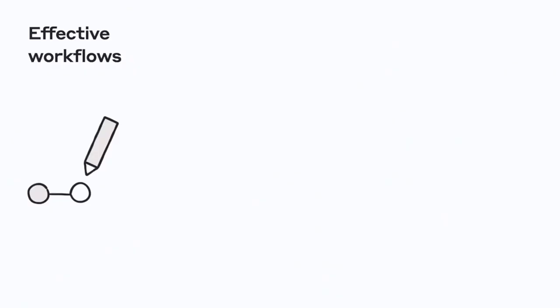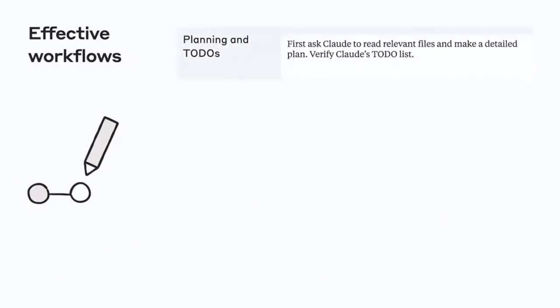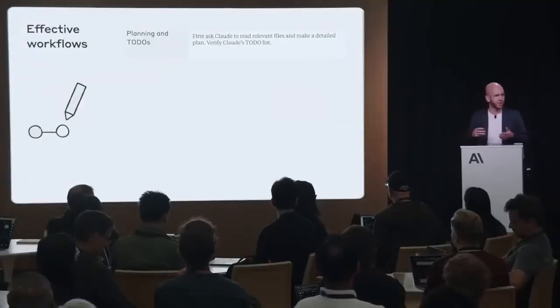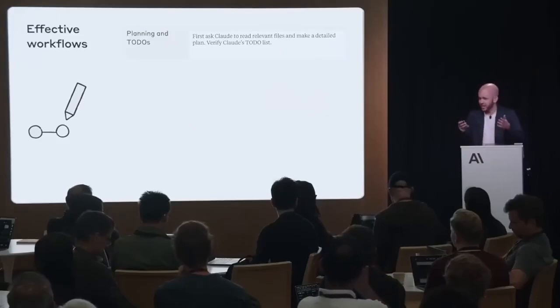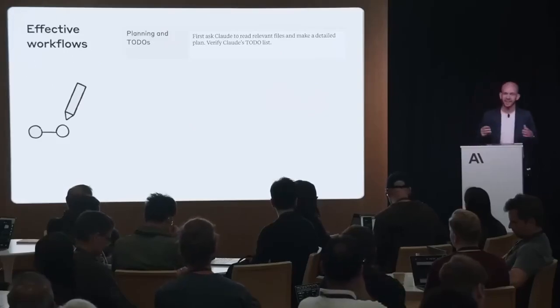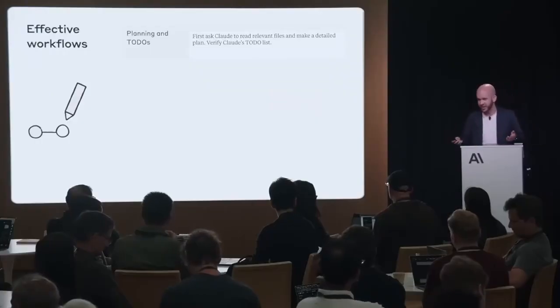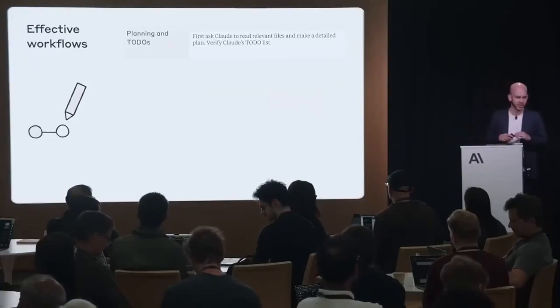Efficient workflows. What can you do with Claude Code? And how do you get the most out of it? So using planning and to-dos, I talked a little bit about this before, but one of the best things you can do is when you open up Claude Code, instead of saying, hey, I need you to fix this bug, you can say, hey, I have this bug. Can you search around, figure out what's causing it, and just tell me a plan for how we're going to fix it? And this can save you a lot of time because you can read Claude's plan, and you can verify what it's going to do.